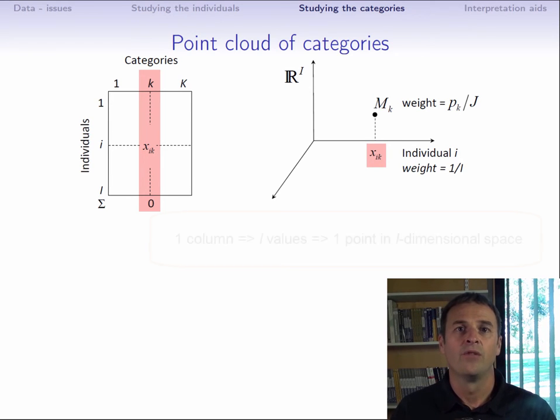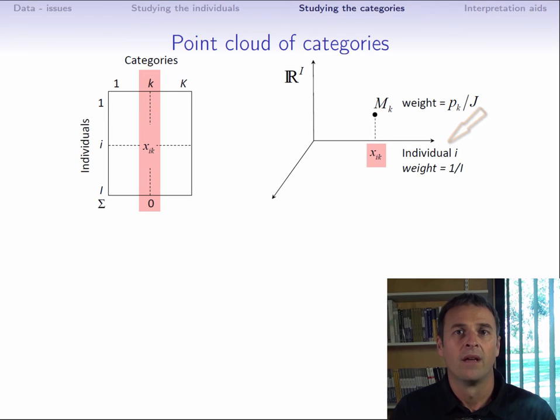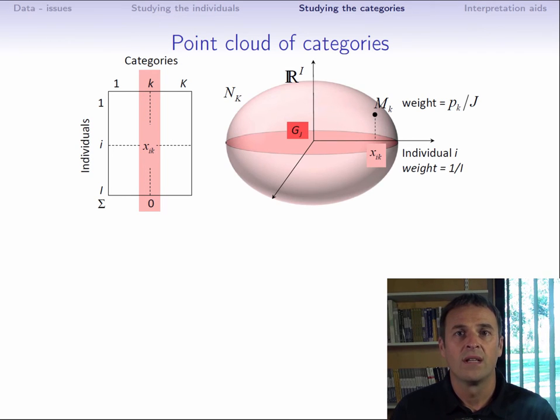Each column takes one value per individual, of which there are I. It's therefore a set of I numbers. From this point of view, it's a point in I-dimensional space, where each dimension corresponds to an individual. Now, here is the ith individual, which is associated with a weight of 1 over I. The category is represented by the point M_k with coordinates x_ik. Remember that the weight of a category is proportional to how common it is in the data. When we move on to the whole set of categories, we have a cloud N_K of points.